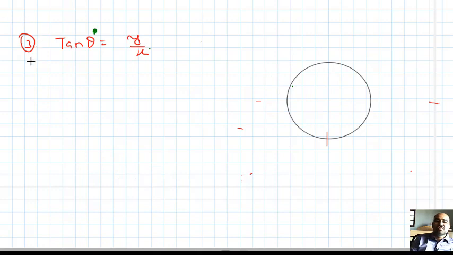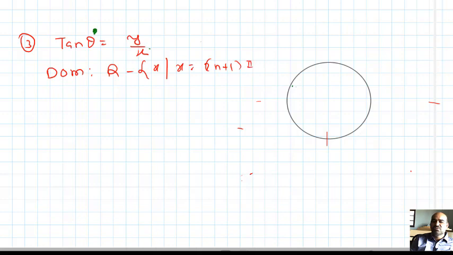So I want to conclude, I don't want to waste my time. Domain: again, I want to write all real numbers except the angles of the form x equal to (2n+1) pi by 2, where n belongs to Z. This should be mentioned, n should be mentioned. Range, just now explained, range is all real numbers.